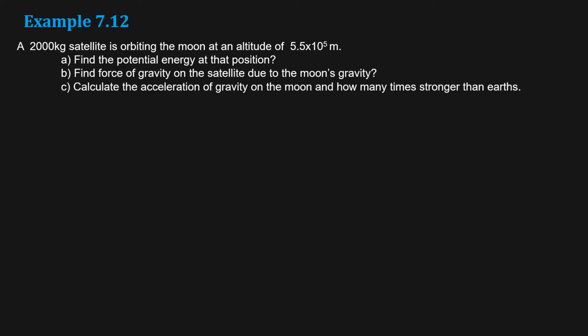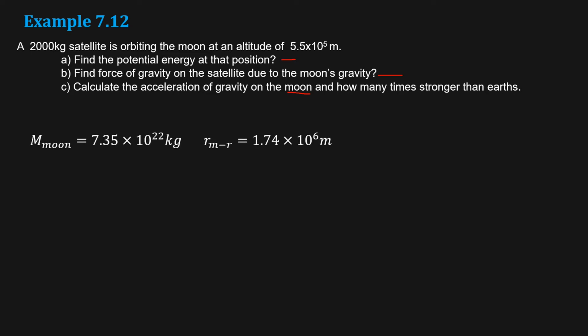Let's look at another example. A 2,000-kilogram satellite is orbiting the moon at an altitude of 5.5 times 10 to the meters. Find the potential energy at that location. Find the force of gravity on the satellite due to the moon's gravity, and calculate the acceleration of gravity on the moon, and how many times stronger is the Earth than the moon in this case.